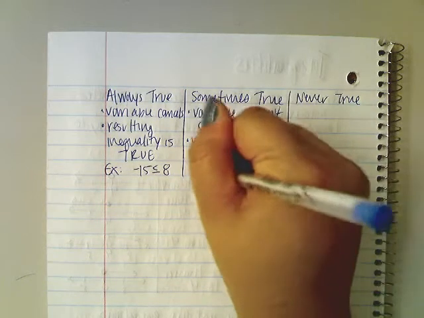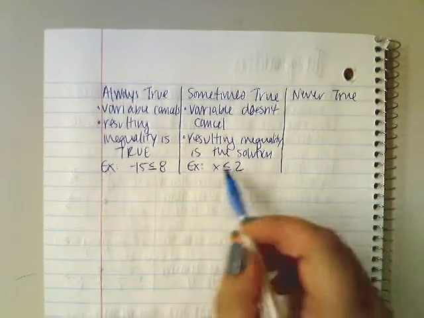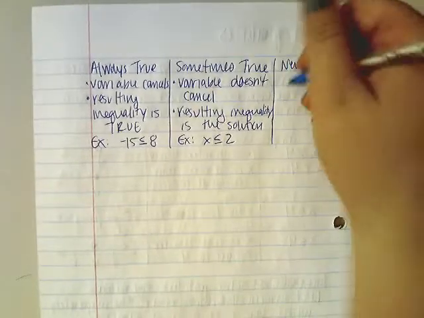So an example of this could be, like we just got, x is less than or equal to 2. So there's still a variable, so my solution set is that x is less than or equal to 2.